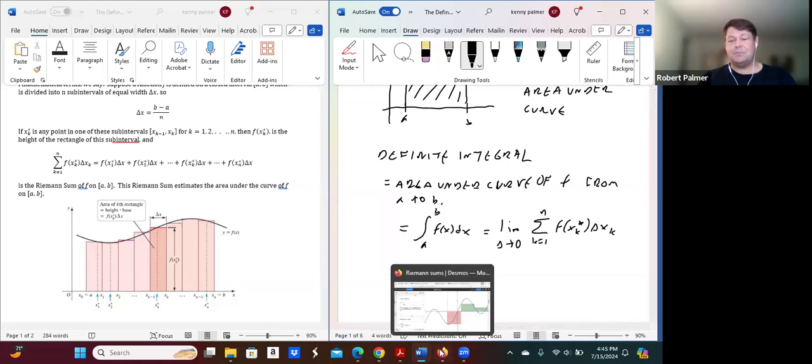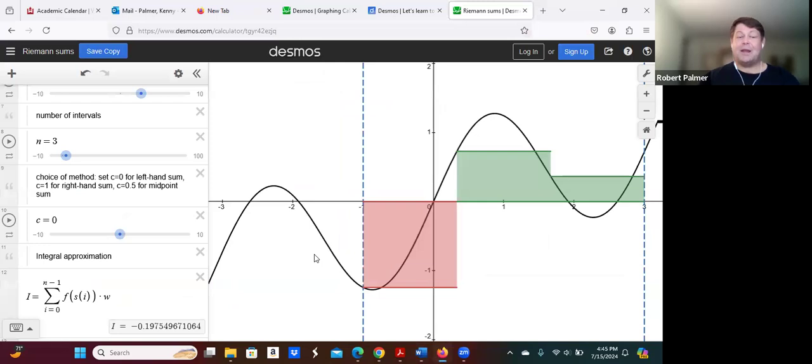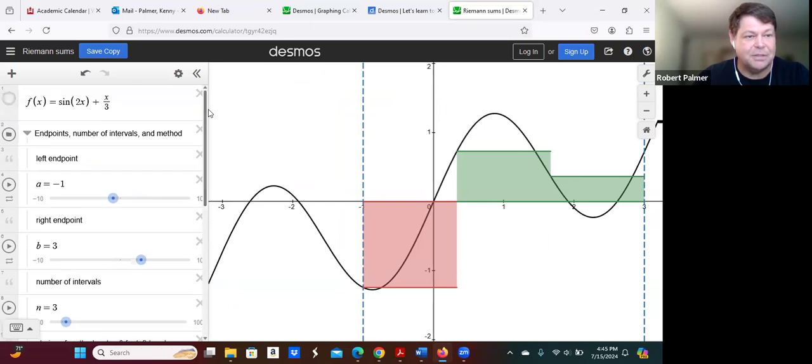So let me show you something on Desmos. This is something that I didn't do, but someone else did on Desmos. If you just look up Desmos Riemann sum, you'll find this. This kind of shows how this works. So what we see here is this curve, our function f of x. It says this function is sine of 2x plus x over 3. Once again, I didn't make this up, someone else did. And you have some options here you can change.